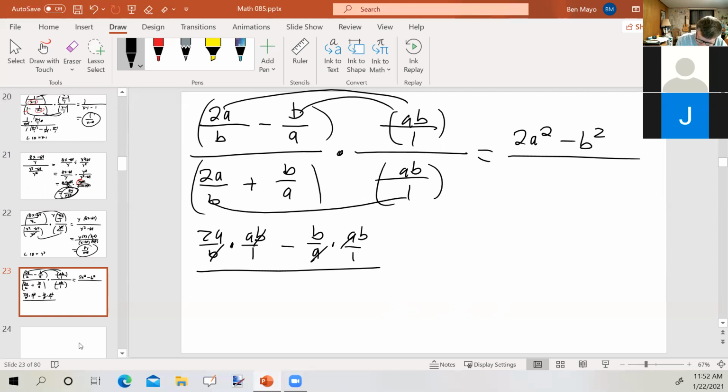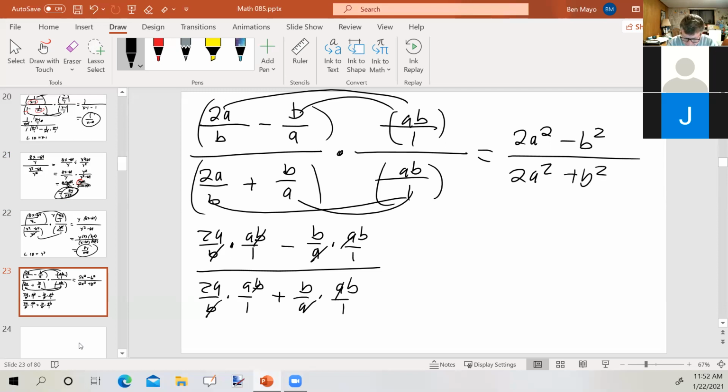In the denominator, 2a over b times ab over 1. The b squareds reduce out, I've got 2a squared plus b over a times ab over 1 becomes plus b squared. Looks interesting, but we can't do anything to the numerator or the denominator to make it factor or whatever. So there's our final answer.